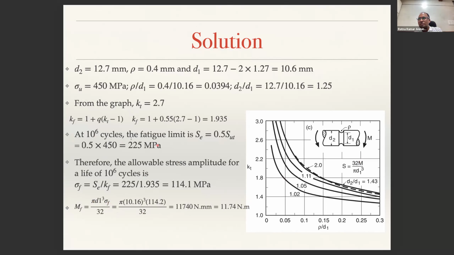Please note that if you had taken 225 MPa, you would have computed a much larger number. But there is a fatigue stress concentration factor, and you need to account for that. Hence the actual stress that you can apply will be much smaller than what you would have had without this notch. This is without notch. Once you have the value without the notch and take the stress concentration factor into account, this is the actual stress amplitude that the material can withstand. Corresponding to that stress amplitude, the bending moment amplitude that we have computed is 11.74 Newton meter.